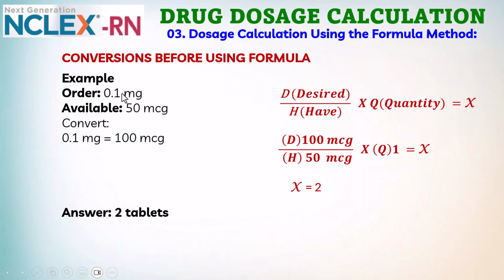Let's do an example. Order is 0.1 milligram. Available dosage is 50 microgram. So here the units don't match. So we know 1 milligram equals 1000 microgram. So 0.1 milligram equals 100 microgram. Now use the formula. So 100 divided by 50 times 1 equals X. So X equals 2. So that is 2 tablets. So it is simple when you convert the units first.